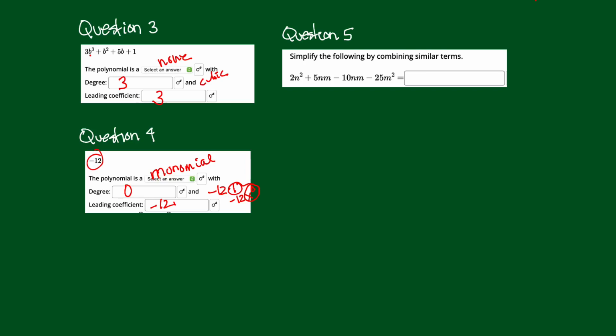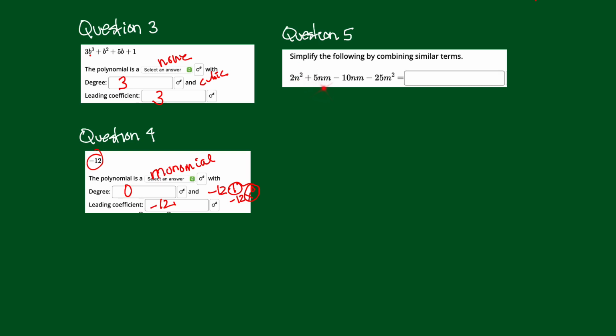Now, a new type of problem here in question 5. We are asked to simplify this 4-term polynomial by combining similar or like terms. So let's do that. Now look what we have here. I've got some n squareds. In fact, I've got 2 n squareds. Any more of them? No, these are different. These are nm's. I'm looking for n squareds.